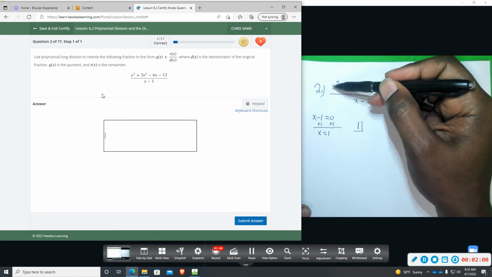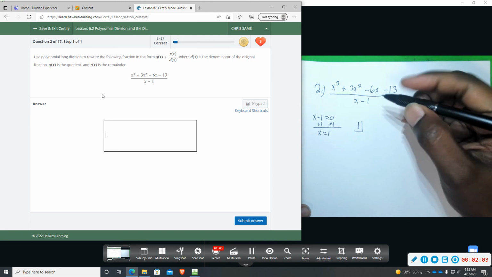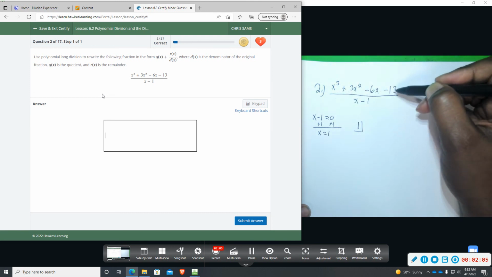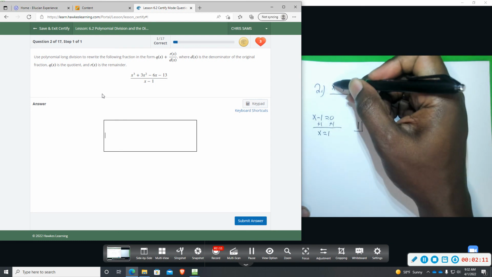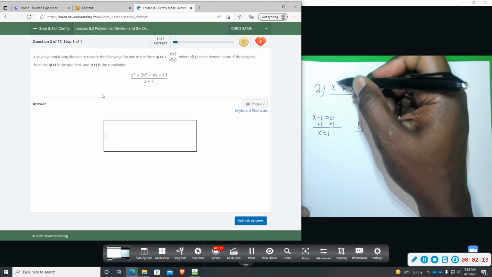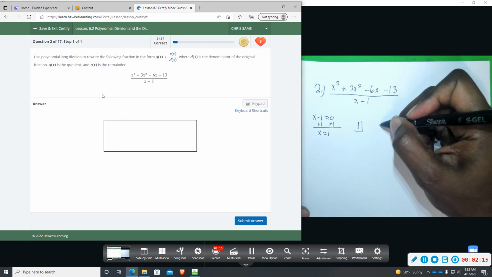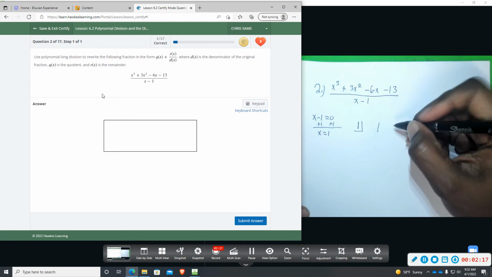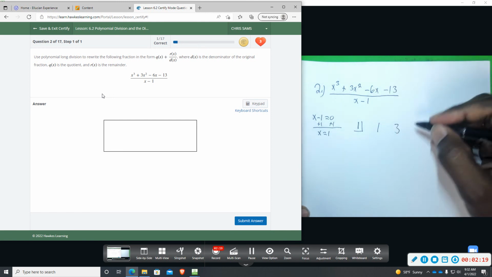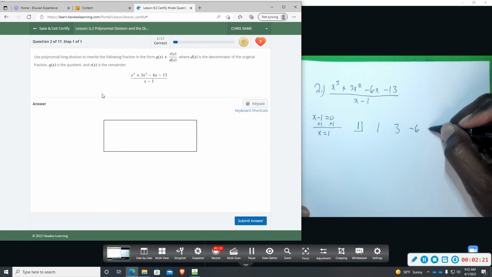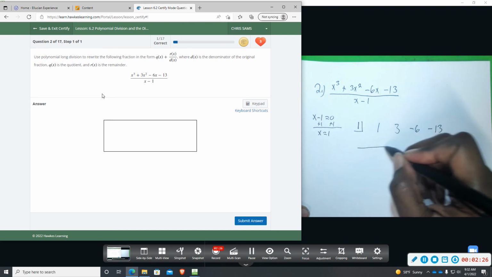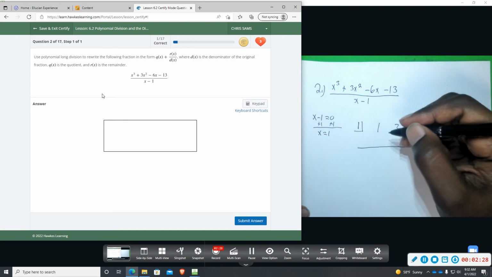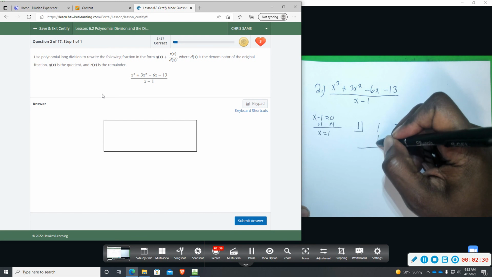Now I'm just going to list the coefficients, so the numbers in front. Now again, if any numbers were missing, I will put a 0 in that position. And you have to do that, otherwise the problem will not come out correctly. So the number in front of the x cubed is a 1, understood to be a 1. And then a 3, and then a negative 6, and then a negative 13. You draw your line and you bring the first number straight down.